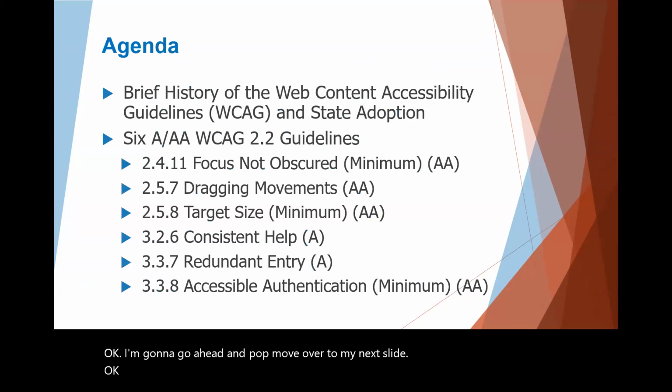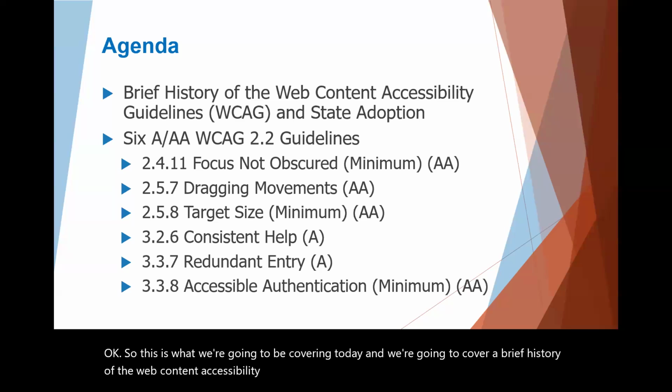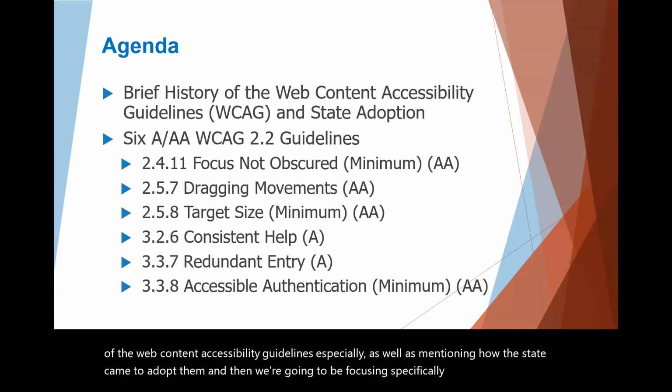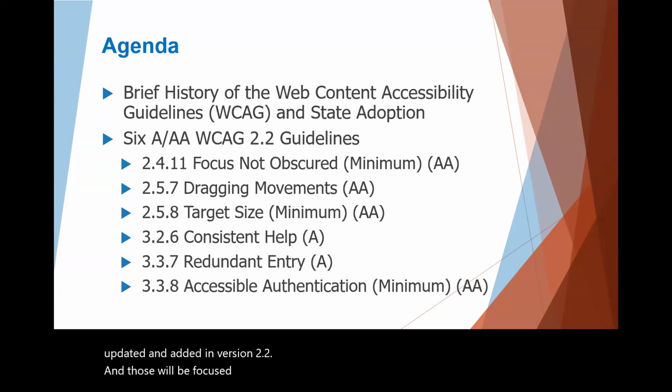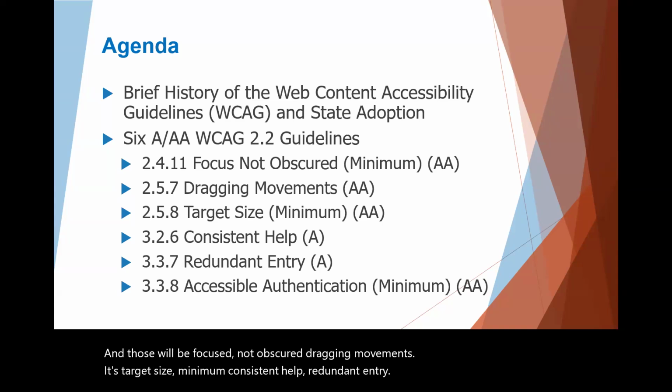Okay, so this is what we're going to be covering today. We're going to cover a brief history of the Web Content Accessibility Guidelines, as well as mentioning how the state came to adopt them. And then we're going to be focusing specifically on the ones that were updated and added in version 2.2. Those will be focus not obscured, dragging movements, target size minimum, consistent help, redundant entry, and accessible authentication minimum. And I'm going to go ahead and jump in.